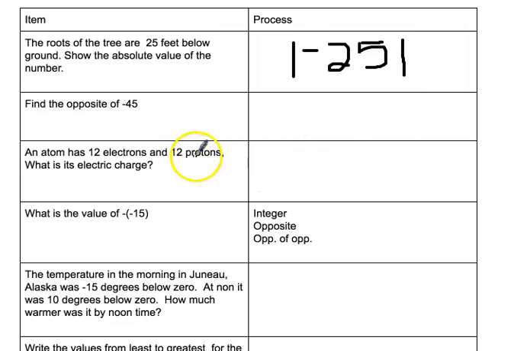Okay? The absolute value of this is going to be 25. Remember, absolute value is distance from 0. You would write it this way. The absolute value is 25, no negative sign. Find the opposite of negative 45.